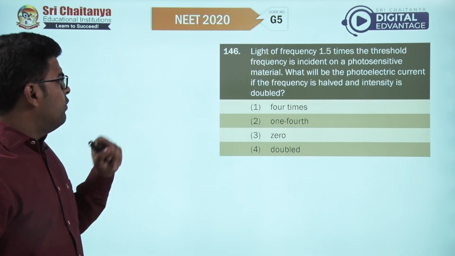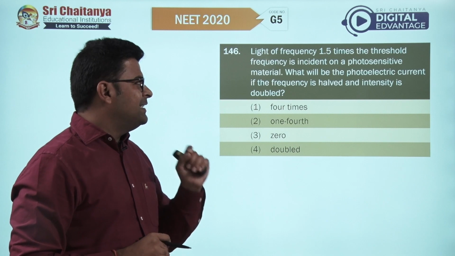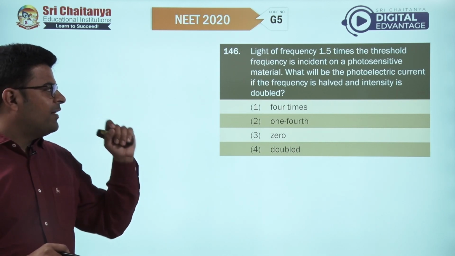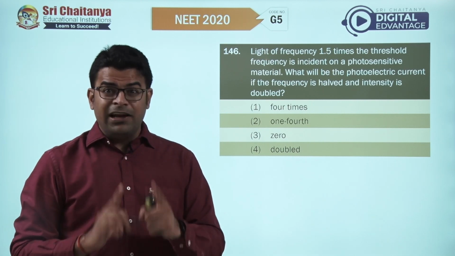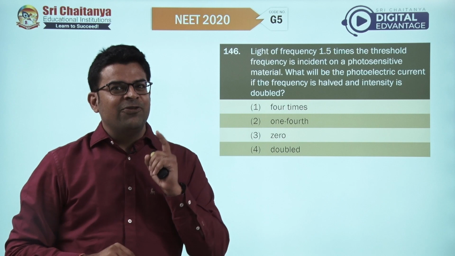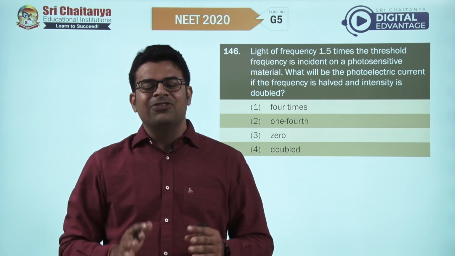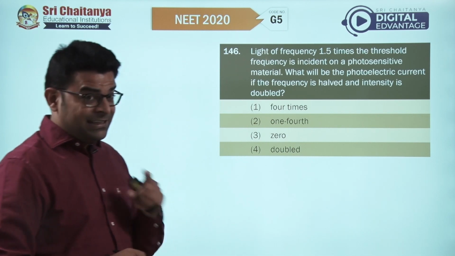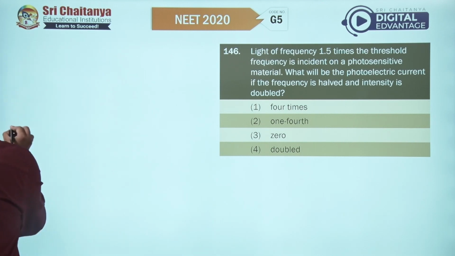Question number 146. Light of frequency 1.5 times the threshold frequency is incident on photosensitive material. What will be the photoelectric current if the frequency is halved and the intensity is double? I am very sure you would have done this question wrong if you would not have seen this question many times in your papers. So, since the question is straight from our question papers, you might have done it right. Otherwise, it is a nice question and I genuinely love this question. So, the question is pretty simple.